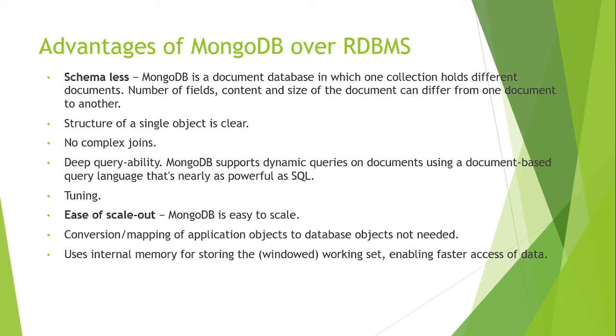So that is future talk. We'll be talking about that later. Also, the structure of a single object is clear, as I have already shown you in the document, like how a MongoDB document looks. You can see that the structure of a single object is clear in that. You just need a key and the value is there.